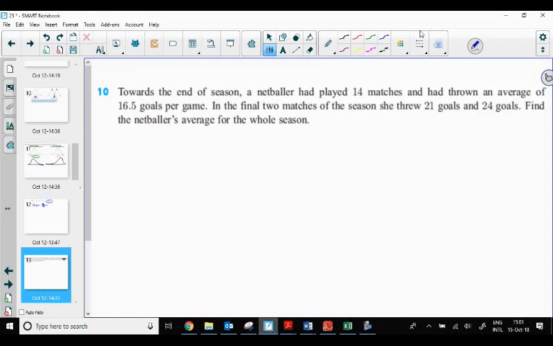Okay, so this problem. What the heck is netball? Don't worry about it. Actually, no, worry about it. Go Google it. It's an awesome, like basketball's cousin. Anyway, we know that this particular netballer played 14 matches and had an average of 16.5 goals per game. So 16.5 is equal to the sum of the goals they've scored in all of those first 14 games, divided by 14.